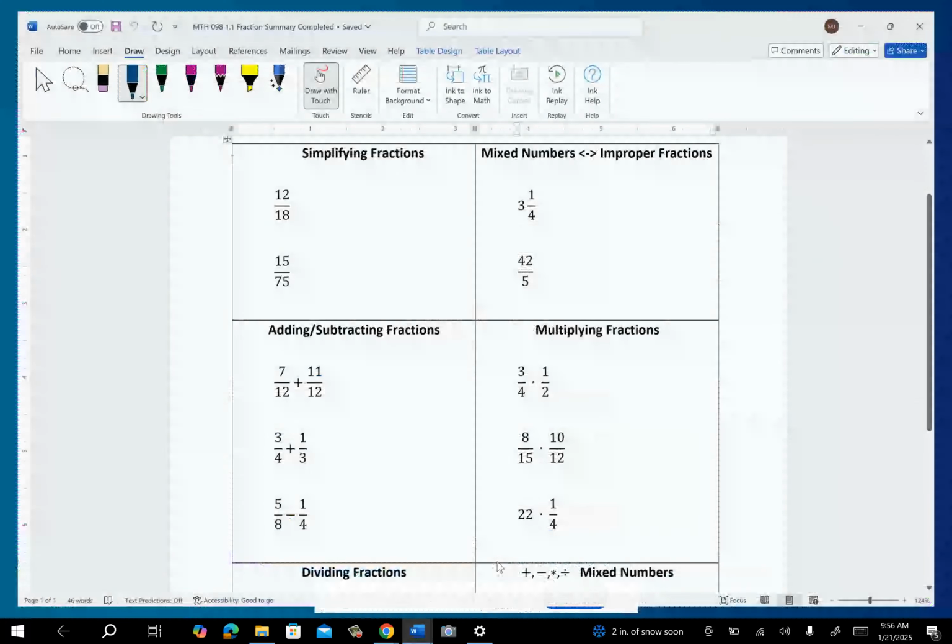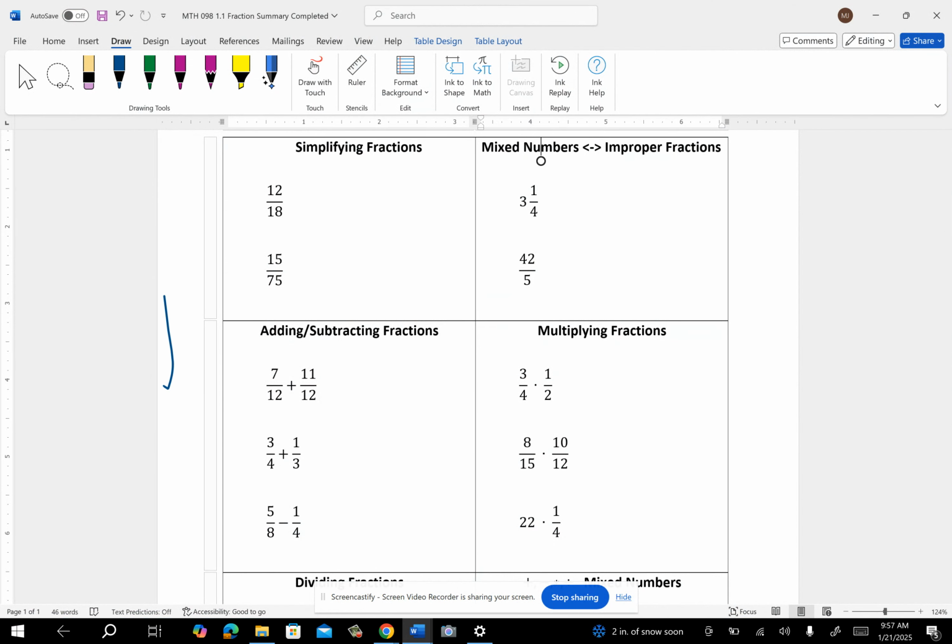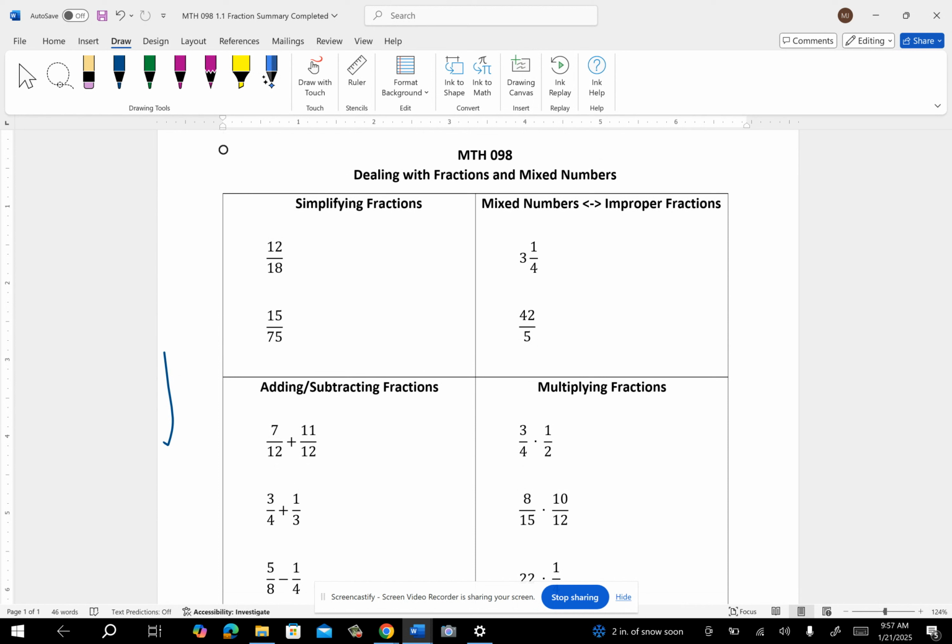Now let's just do a summary of everything we've done so far. I'm using a handout that's posted in our Canvas course. It's called Dealing with Fractions and Mixed Numbers. So if you have a way of printing that, and you'd like to print that and follow along, that'd be great.